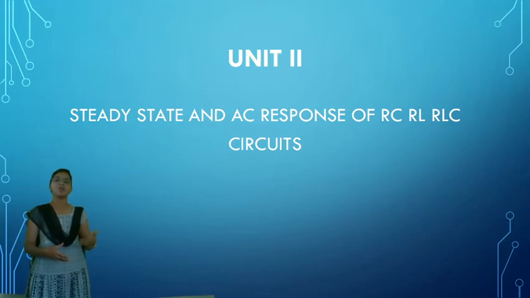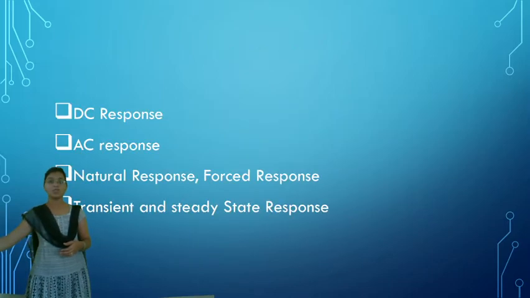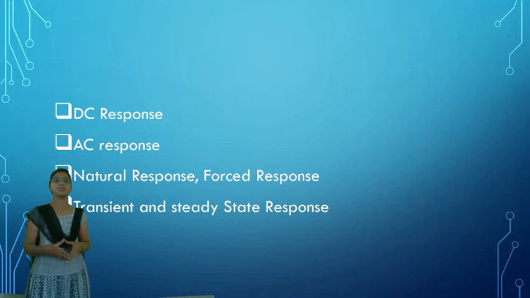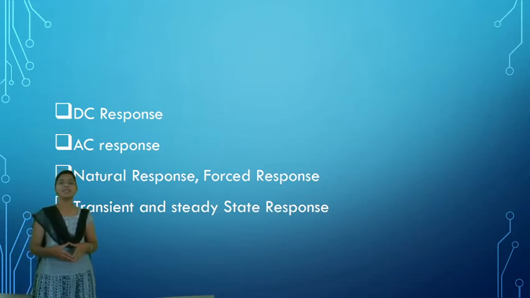But what is meant by a steady state and what is meant by a transient state, and what are the responses we are getting in this particular chapter? First is the DC response, AC response, natural response or forced response, and transient and steady state response.